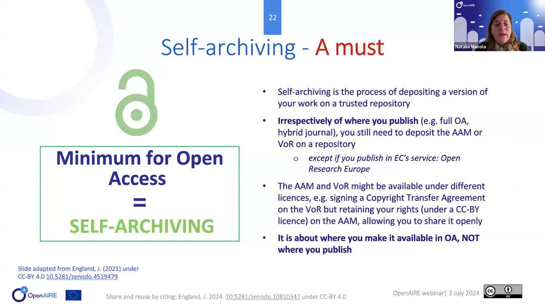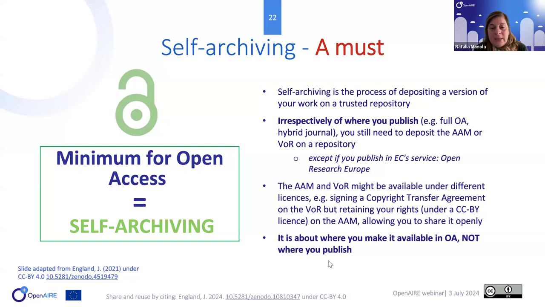Then again, as I said, I would stress it again and again: self-archiving is a must. Wherever you're publishing, open access, closed access, whatever publishing venue you want, self-archiving is a must. So you need to have a version of your work on a trusted repository, as we said. The only exception here is if you publish in the EC service, Open Research Europe, which we will talk about in a bit, okay?